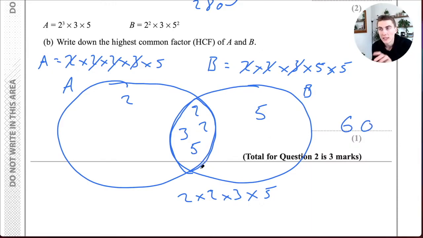If you wanted to find the least common multiple, or lowest common multiple, instead of just multiplying these together, you'd also multiply them by this 2 and this 5. So you multiply all the numbers in the whole Venn diagram together if you want to find the lowest common multiple.